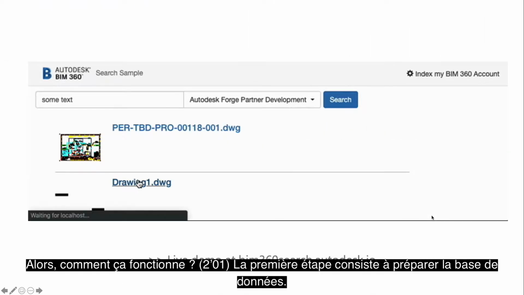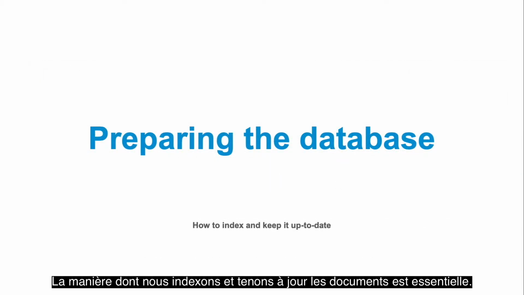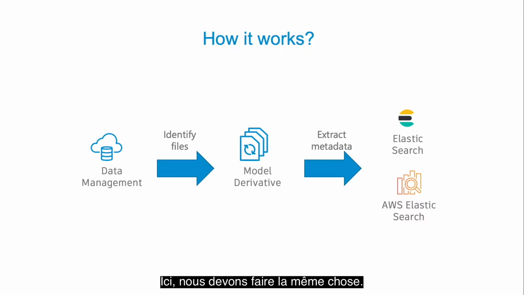So how does it work? The first step is to prepare the database. This is essentially how we index the documents and keep them up to date. Indexing the documents is the key step of any search. This is what any search engine is doing, like Google. Google is browsing the entire web and indexing all the documents on the web. We have to do the same thing here.